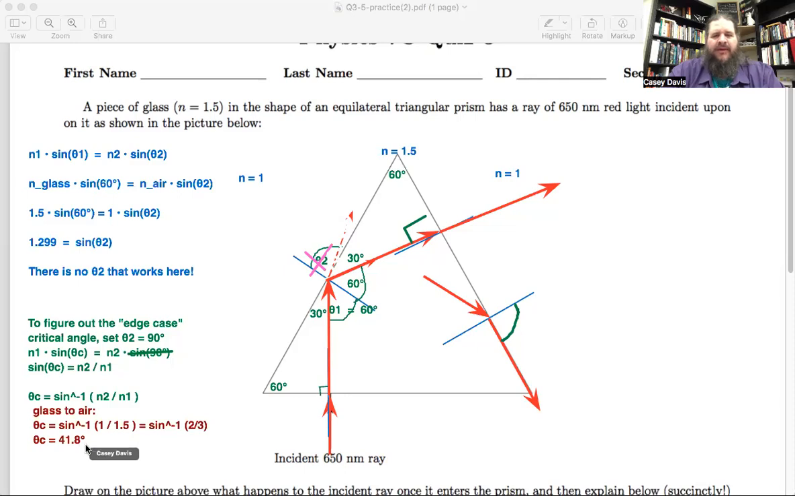And by the way, note that we didn't actually need to know the critical angle to do this problem. We were able to just use 60 degrees in Snell's law, try it out, and find that it's impossible. There is no theta 2 that works. So we know that we get total internal reflection.